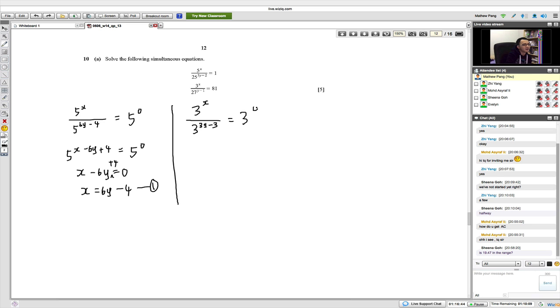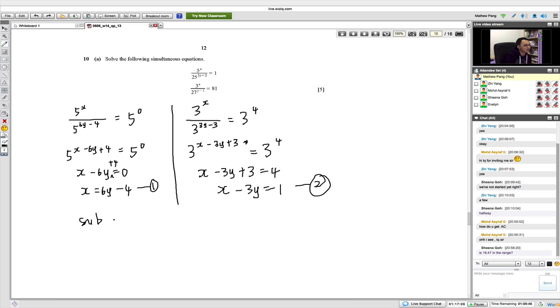So let's combine this one. Divide means minus in power, right? So minus 3y plus 3. Okay, so it equals 3 to the power of 4. So therefore, x minus 3y plus 3 will equal 4, comparing their power. So basically, x minus 3y will equal 1. I call this one the second equation. And I substitute the first equation into the second. Okay, so yeah, it will be easier.